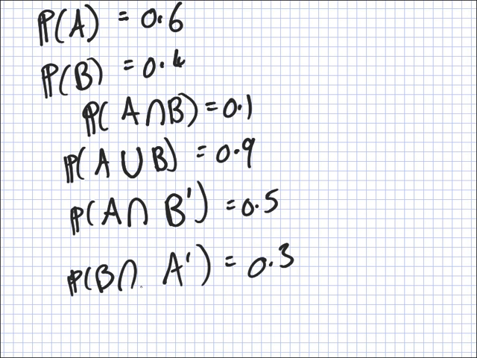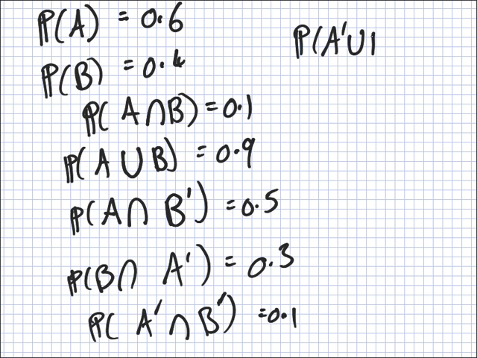And neither A nor B? 0.1. Now what symbol do I put in here, union or intersection? Intersection, yeah, it's and, because union here would be quite different. This one is 0.1.